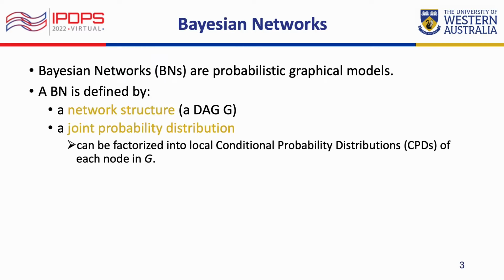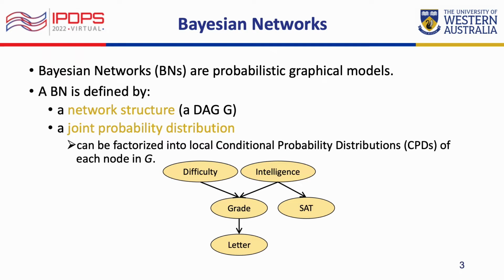Bayesian networks are probabilistic graphical models. A Bayesian network is defined by a network structure and a joint probability distribution. The network structure is a DAG G. The nodes in G represent random variables and the edges are dependency relationships between them. For example, there are edges from difficulty to grade and from intelligence to grade, which means the difficulty of the class and the intelligence of a student can influence the student's grade.